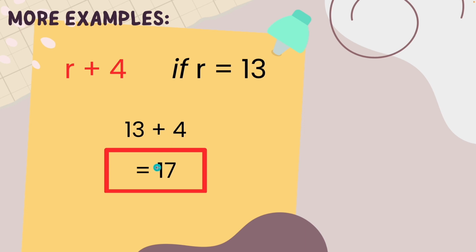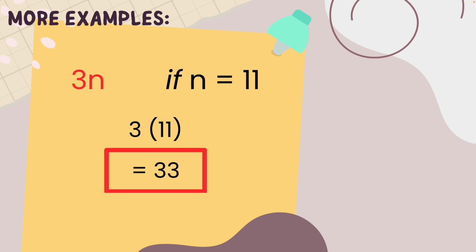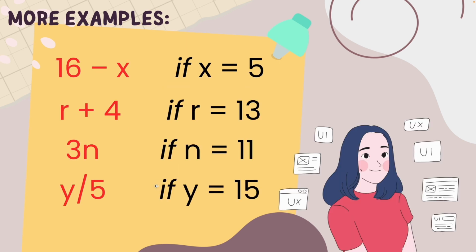That's easy, right? Let's go and have 3n. So what will be the operation that we're going to use if we will be seeing this kind of expression? Very good. That's multiplication. So 3 will be multiplied to 11, since n, the variable n, is equal to a constant number 11. So that will be 3 times 11 equals 33.